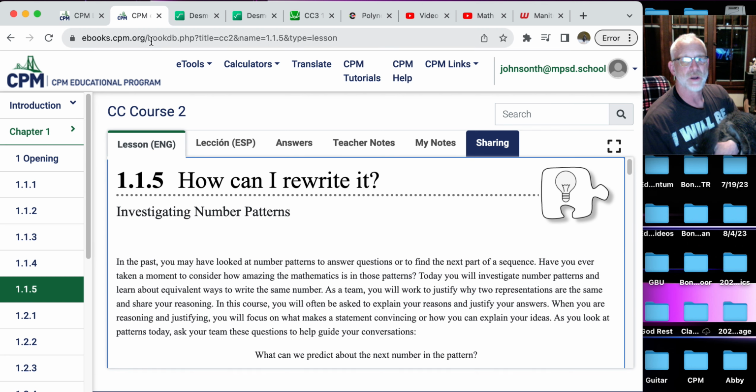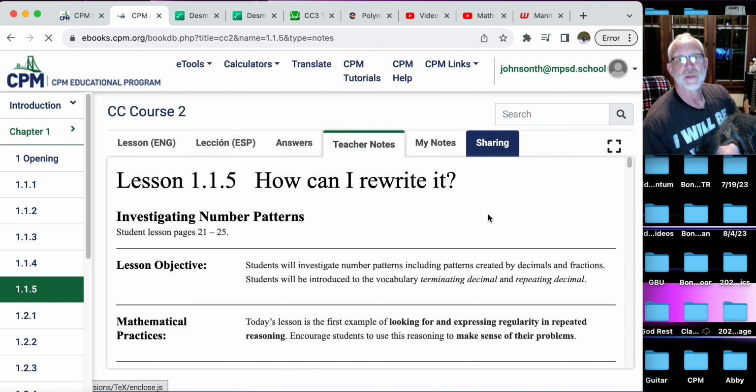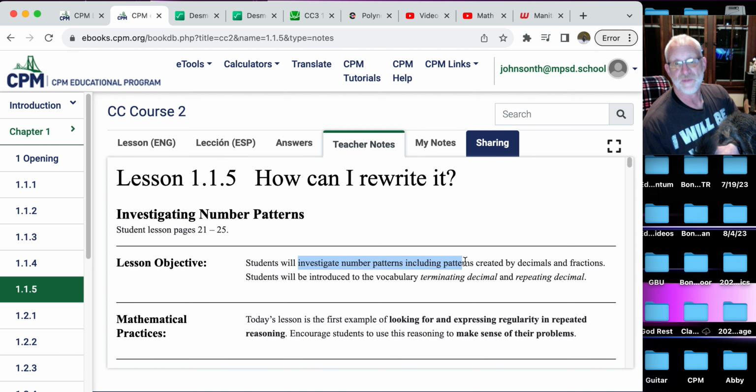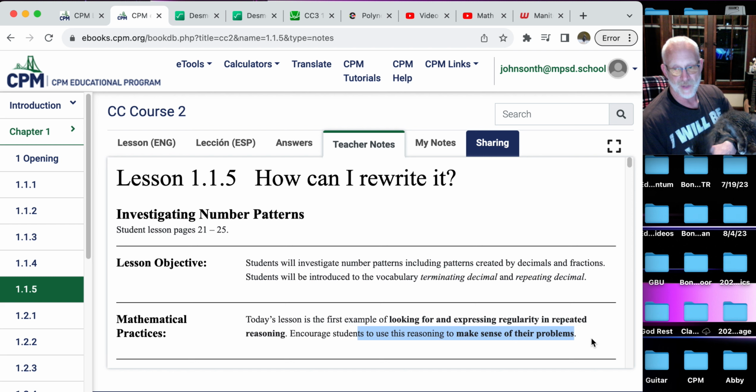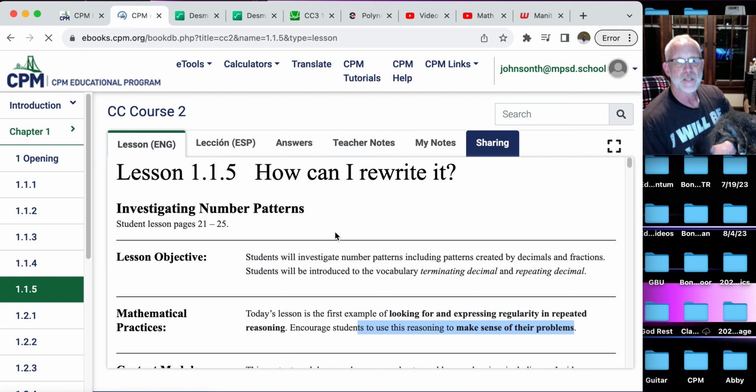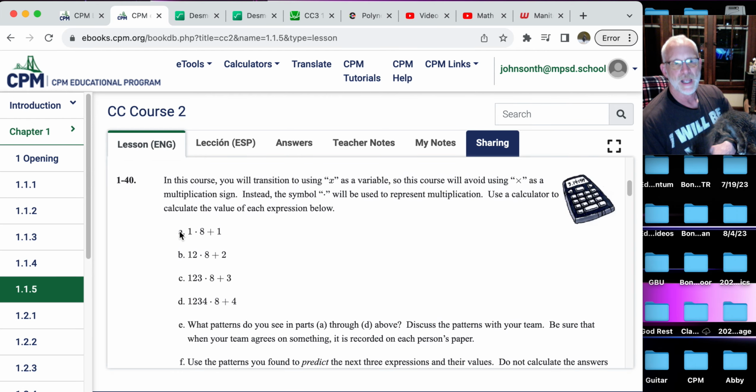So this one is called How Can I Rewrite It? And we're investigating number patterns, and we broke out the calculators today to do this. The learning target today is that students will investigate number patterns, including patterns created by decimals and fractions. And students will be introduced to the vocabulary: terminating decimals stop, repeating decimals go on forever. Then the success criteria is that students will use reasoning to make sense of the problems that we go through today.